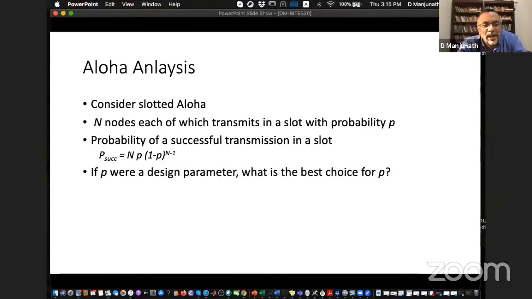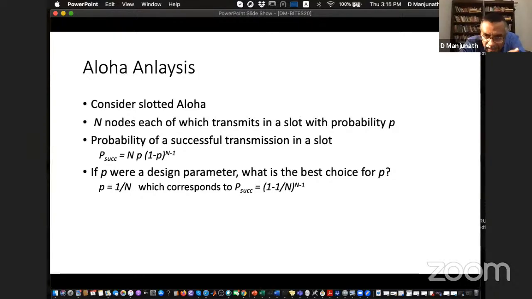Now, typically p is a design choice and n is a given, because that's the total number of nodes in the network. So you have to design p. What is the best choice for p? The best choice is the p that maximizes this quantity, p success, the rate at which packets can get successfully transmitted on the wire. Differentiating, equating to 0 and solving for p gives you that p should be equal to 1 over n. If you substitute that in the expression for p success, you get (1 minus 1 over n) to the power of n minus 1.